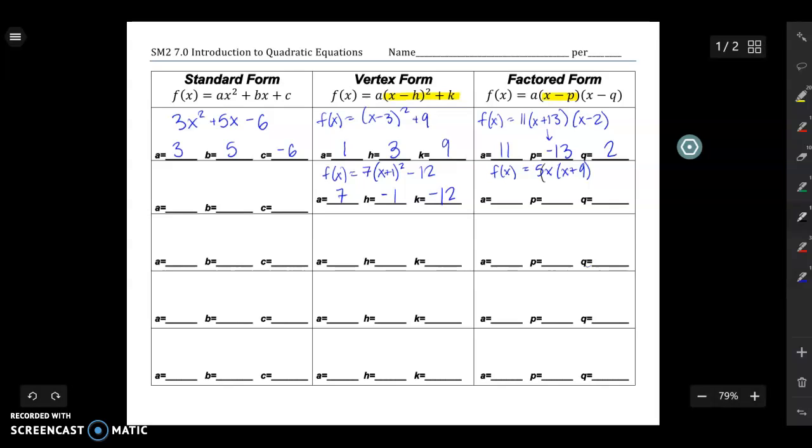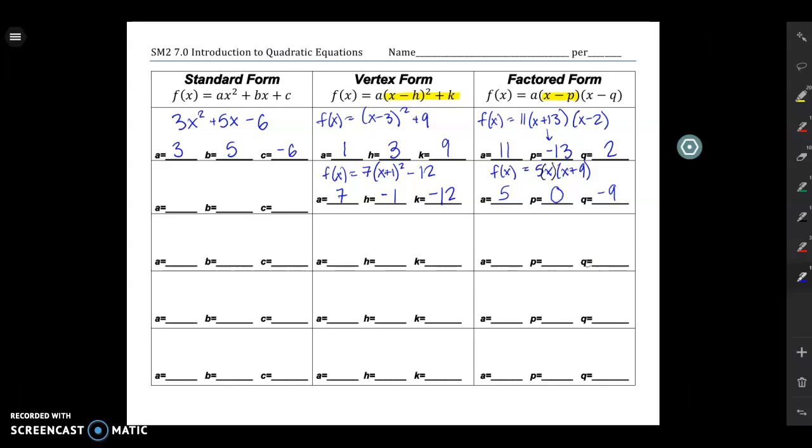I'm going to put the x that's right next to the 5 in its own little set of parentheses. And now that looks a little bit more like factored form. There's a number in front, and then there's two sets of parentheses that each have one x in them. So the a is going to be the 5 that sits in front of the equation. The p is whatever number I'm subtracting from my first x. So in this case, I'm not subtracting anything from my first x, so p is 0. And then my q is whatever I'm subtracting from the second x, which in this case is a negative 9.